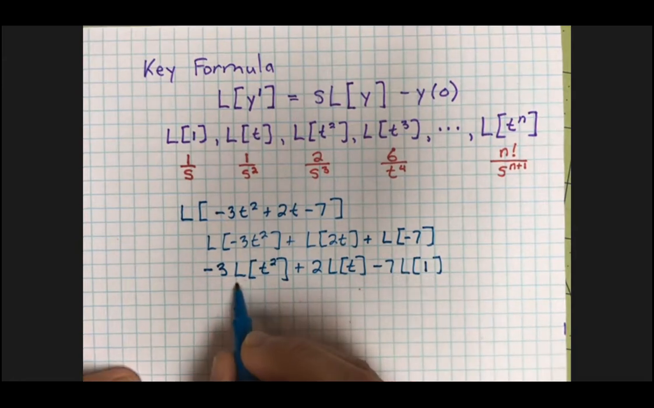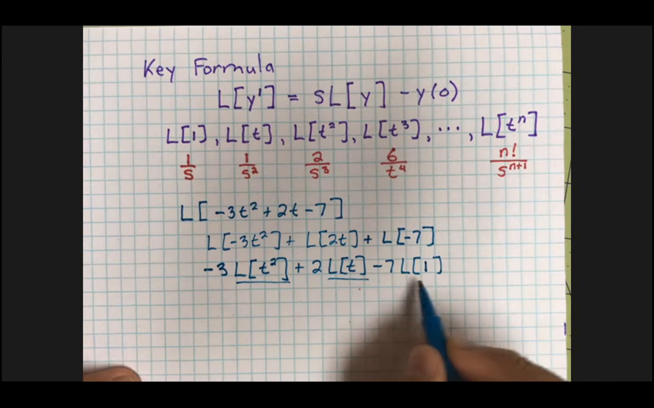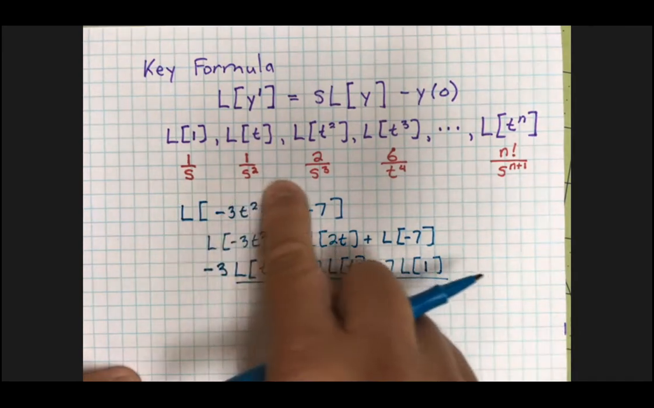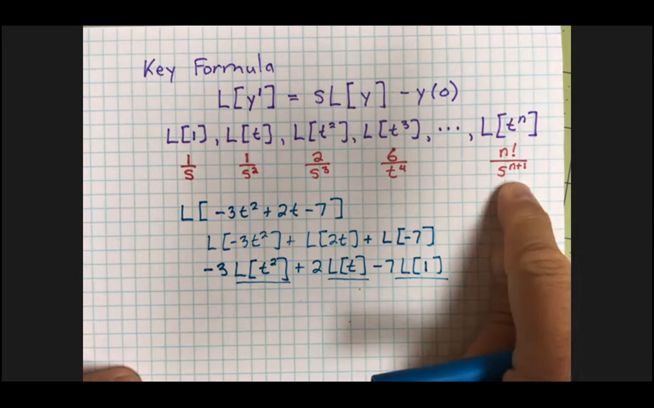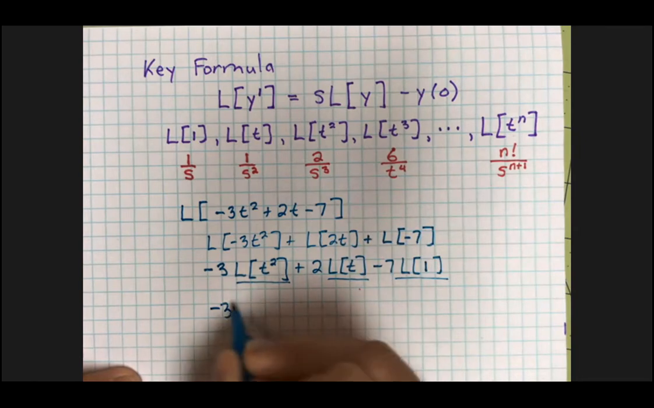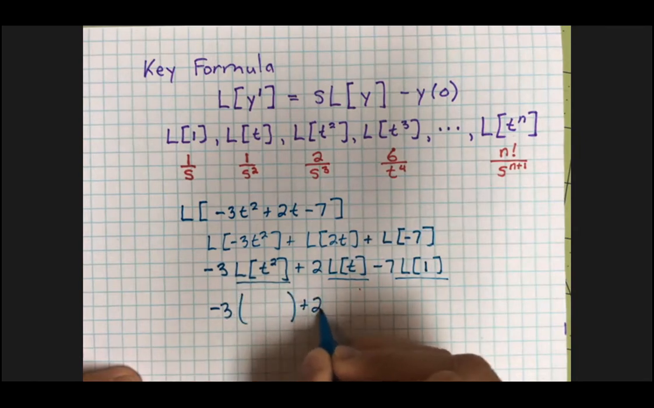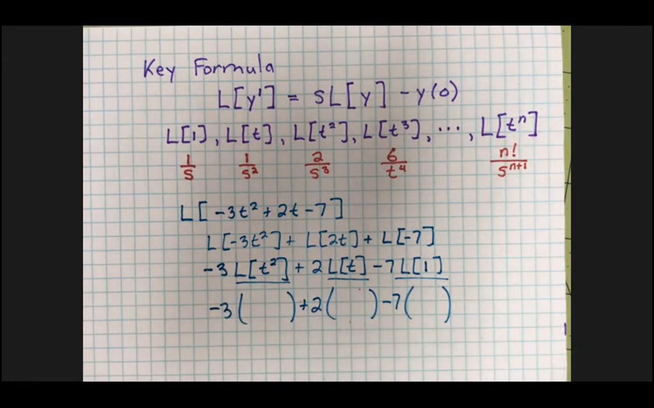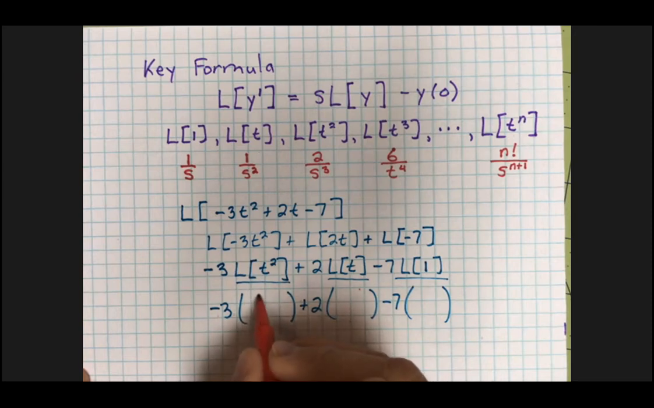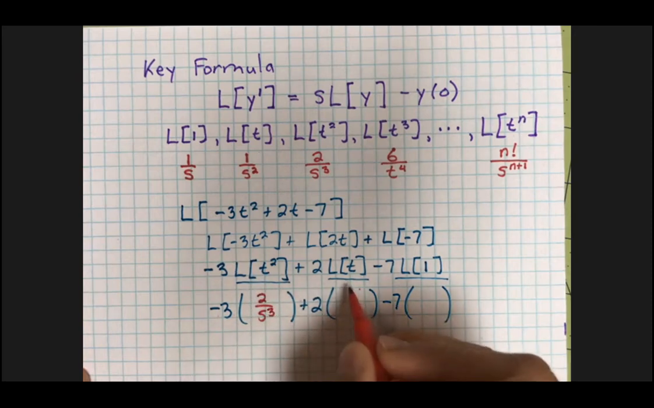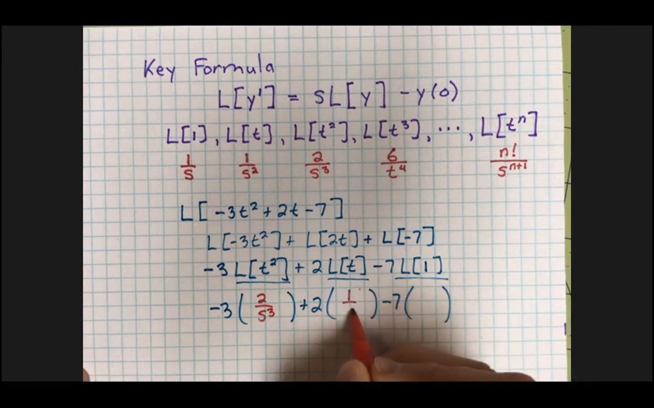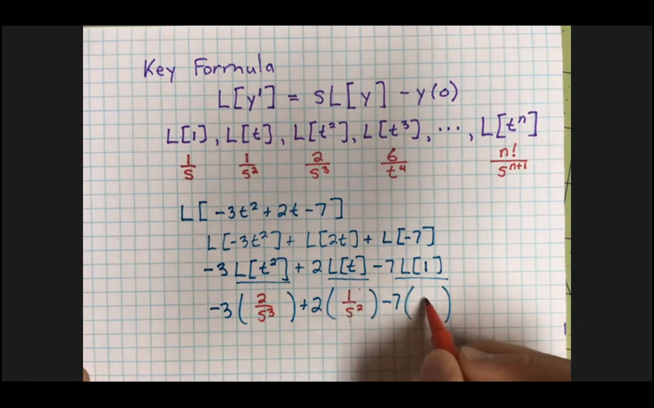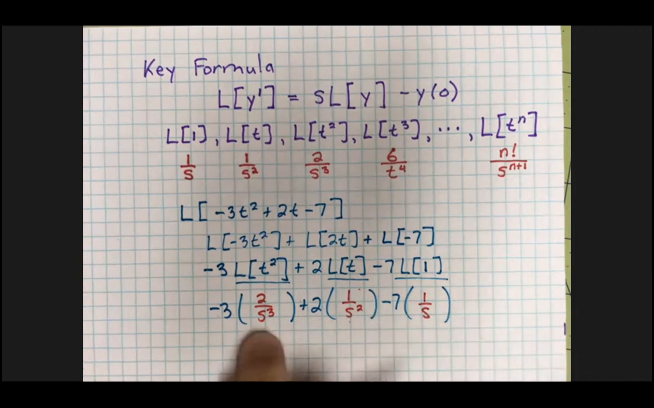Now, I've got these basic Laplace transforms that I know by heart. After you use them enough, you do know them by heart. And so, I just insert. I insert Laplace transform of t squared, 2 over s cubed. Laplace transform of t, 1 over s squared. Laplace transform of 1, 1 over s. And that is the answer. That is the Laplace transform of this.